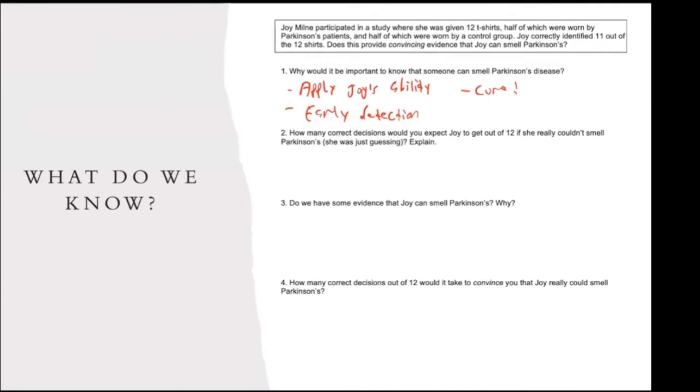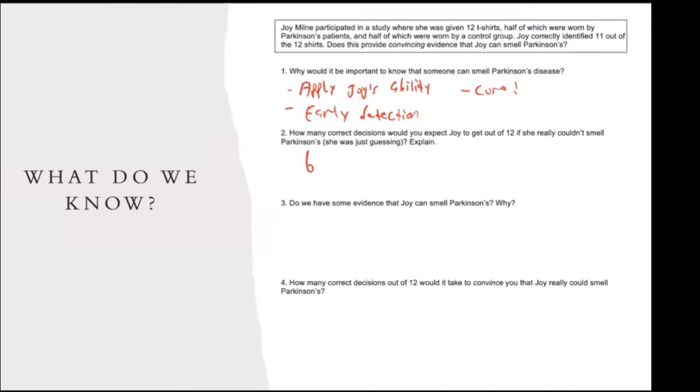Based on just probability, it would be 6 out of 12. Why do you say that, Isabel? There's 2 options she's given. If they have Parkinson's, if they don't. If she only has 2 options and there's 12 shirts, then there's half chance, so 6. Absolutely. Thomas, you agree with that?